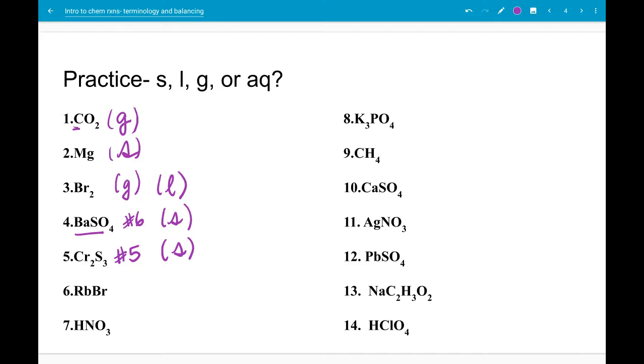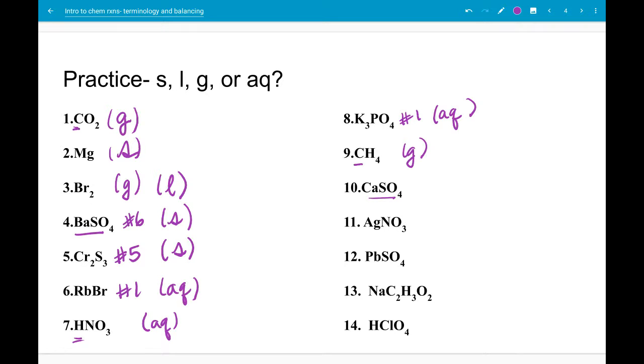Rubidium bromide, Rb, is an alkali metal. So that's rule number 1. Alkali metals are going to be soluble. So aqueous. HNO3 is an acid. Starts with an H. Potassium phosphate. If I look at rule number 1, it says potassium containing compounds are soluble. Ooh, it's a nonmetal, so that makes that a gas.